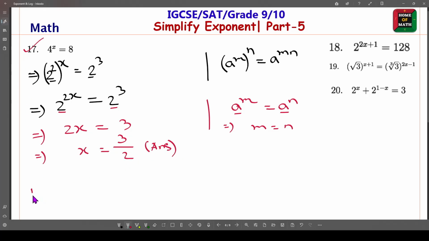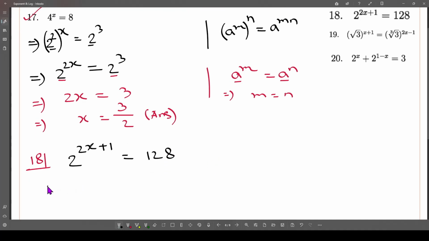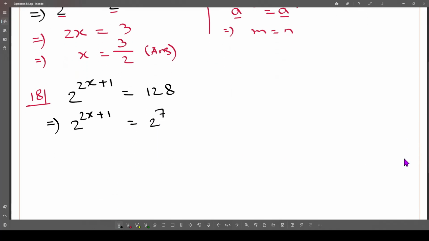17 done. 18: 2 to the power 2x plus 1 equals 128. So here we will also make a similar base. So 2 to the power 2x plus 1, and this 128 we can write as 2 to the power 7. Let's see how we can make this one 2 to the power 7.